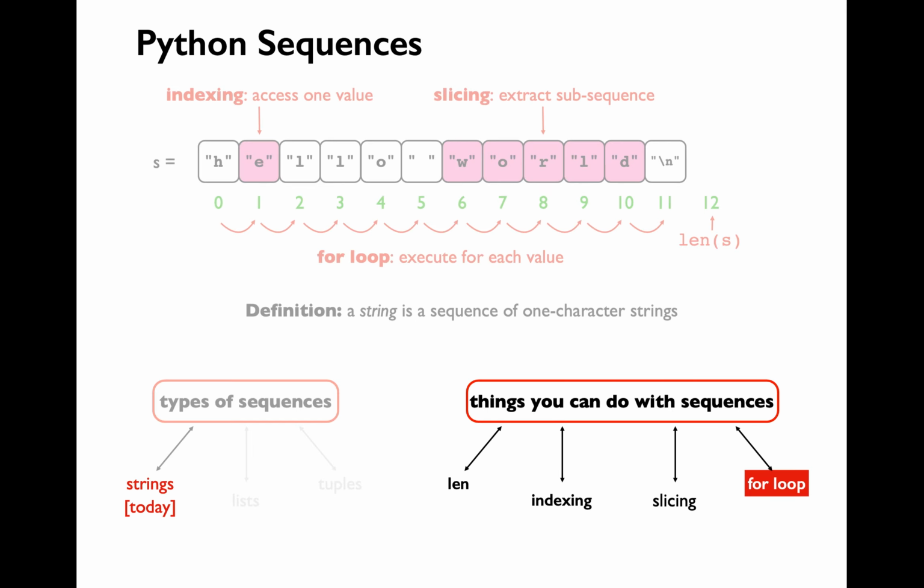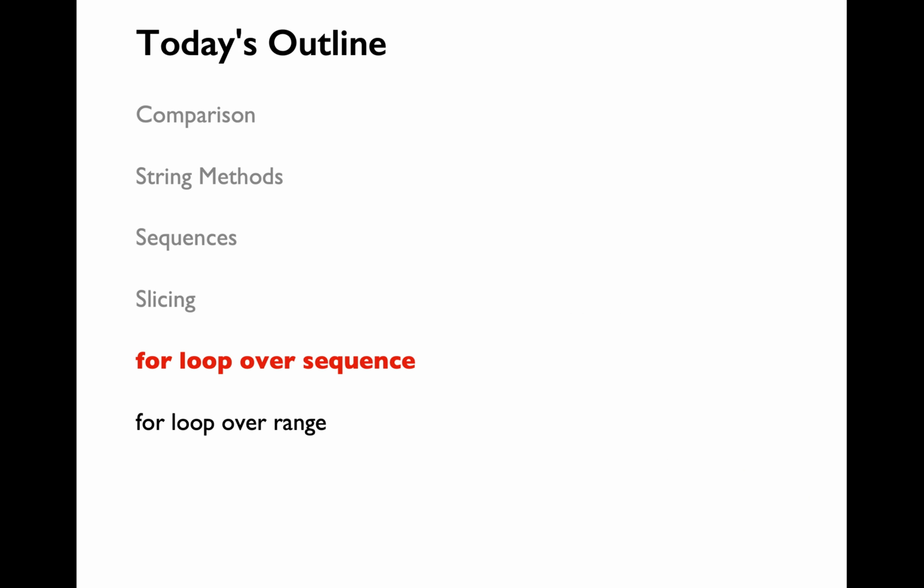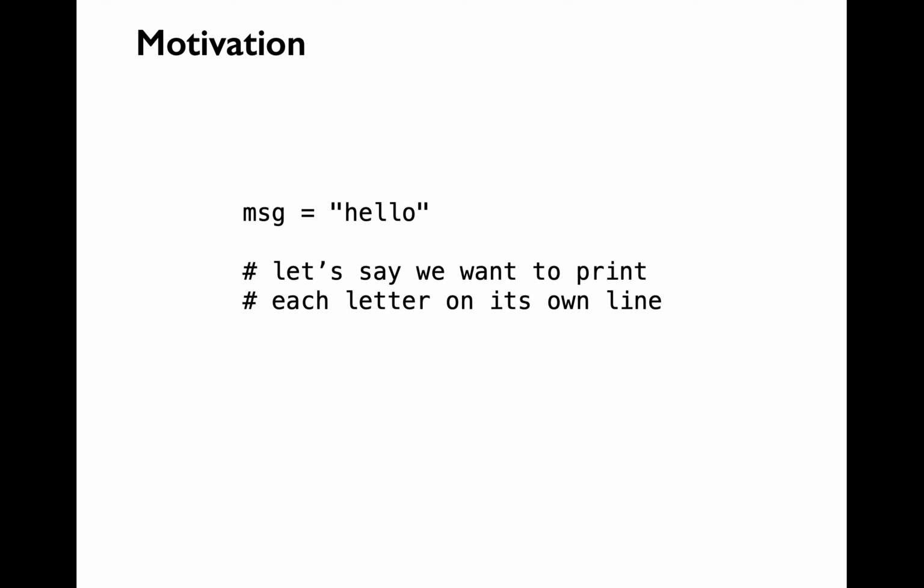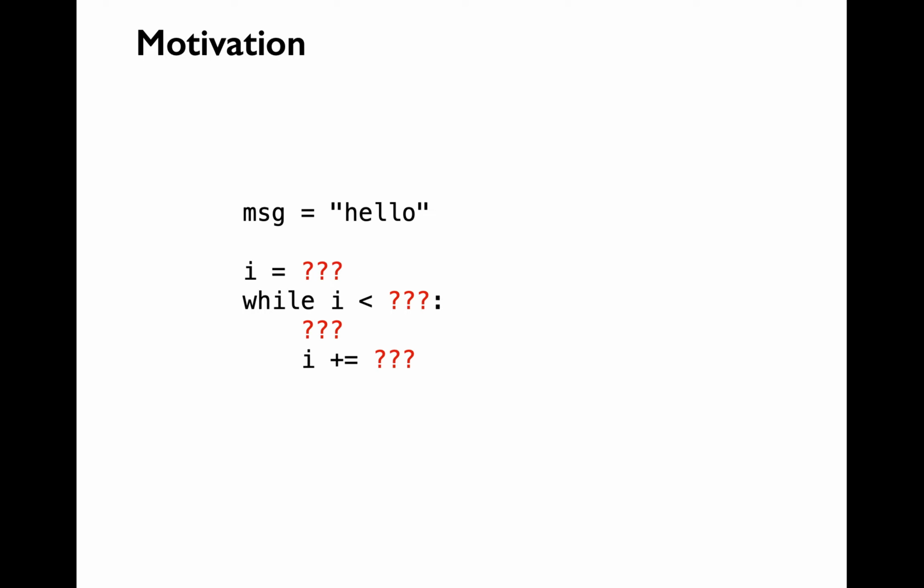Let's learn about for loops. In order to understand for loops, we are going to first cover a motivation example with a while loop. Let's say that we have a variable message initialized to the string hello. If we want to iterate over every character within this particular variable message, we'll have to initialize the loop condition variable to the index position 0, correct?